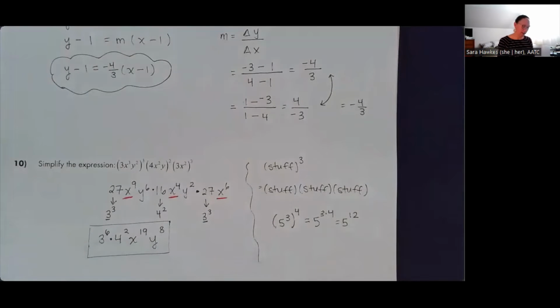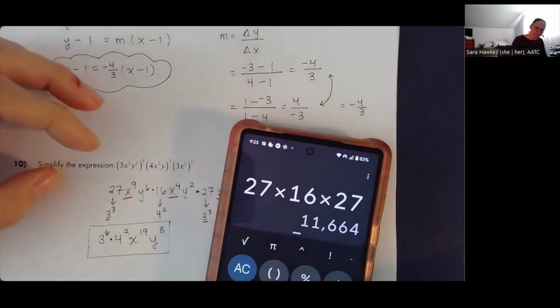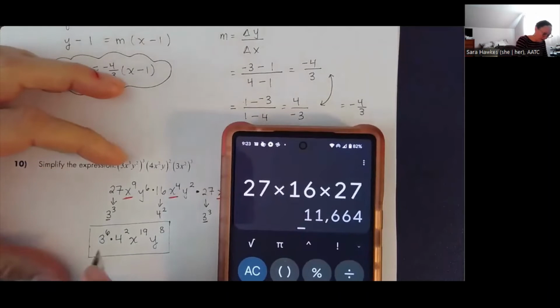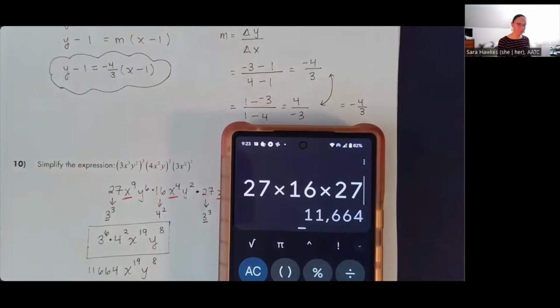If you are going to use a calculator, which is fine, then in the calculator, you could also do 27 times 16 times 27 to end up with an answer of 11,664, x to the 19th, y to the 8th. And that would be fine also.